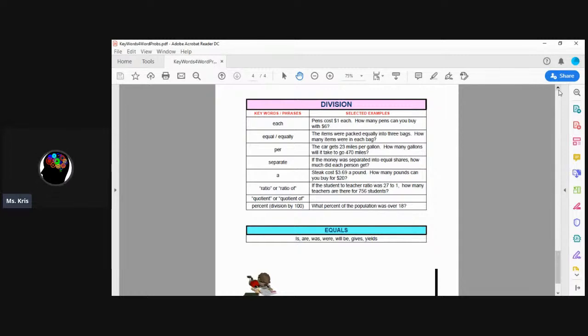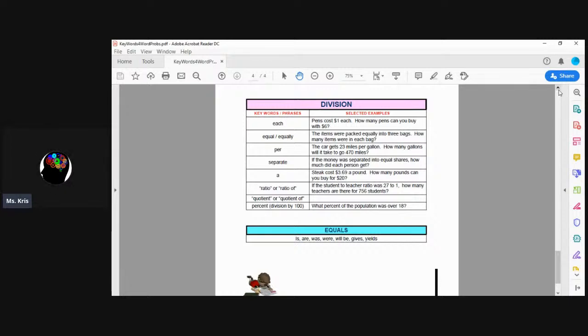So if $3.69 is 1 pound, then if I divide the $20, it should be 5.42 pounds. Rounding, it would be 5 pounds you can buy with $20. If we base it on whole pounds, it would be at least 5 pounds for those $20.